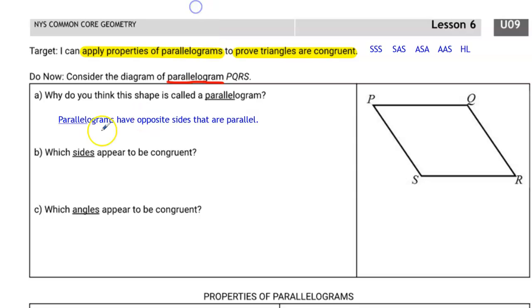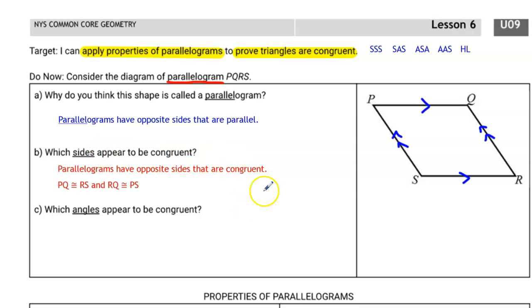So the first question is, why do you think the shape is called a parallelogram? Parallelograms have opposite sides that are parallel. That's a fact. So PQ is going to be parallel to RS, and PS is going to be parallel to QR. Next, it asks which sides appear to be congruent. Well, you know that PQ is going to be congruent to RS, and you also know that PS and RQ are going to be congruent to each other. And that's just because in a parallelogram, opposite sides are congruent. That's a fact about parallelograms, so as soon as they tell you it's a parallelogram, you know this already.